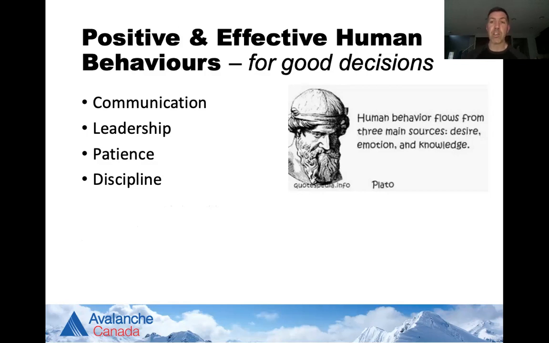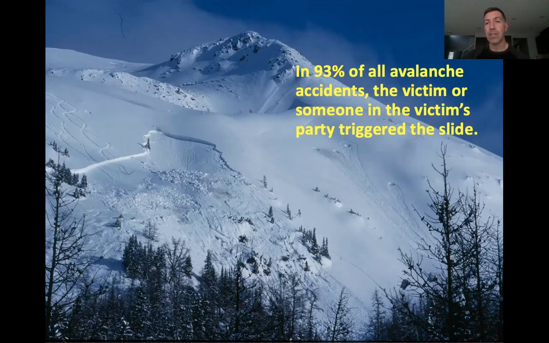Human behavior flows from three main sources: desire, emotion, and knowledge. So Plato obviously knew what we're talking about a few thousand years ago. There's an interesting statistic for you: in 93% of all avalanche accidents, the victim or someone in the victim's party triggered the avalanche. So 93% of avalanches are triggered by the people that were in the avalanche. It's quite a sobering statistic. When we're worried about naturally occurring avalanches way above you up on the mountainside, that only accounts for 7% of accidents. So most people cause their own avalanches.